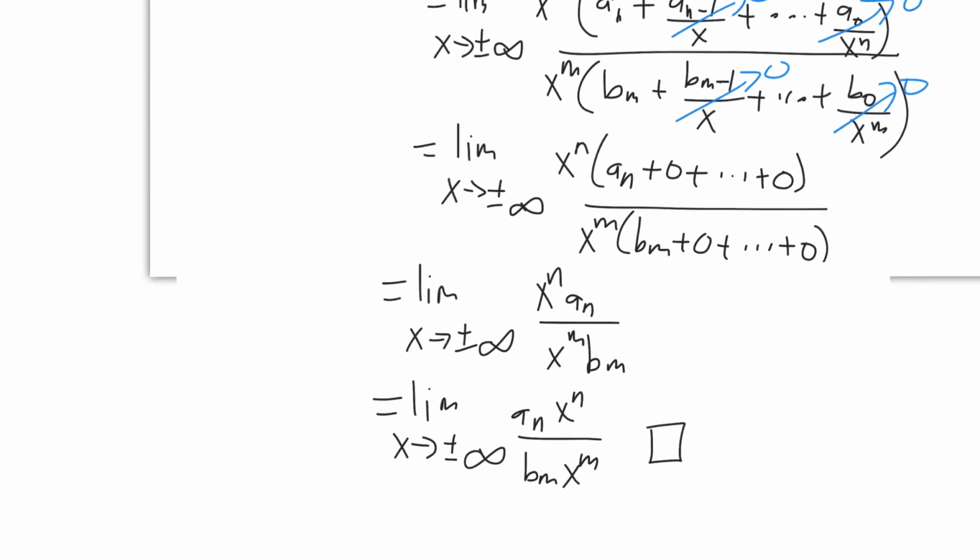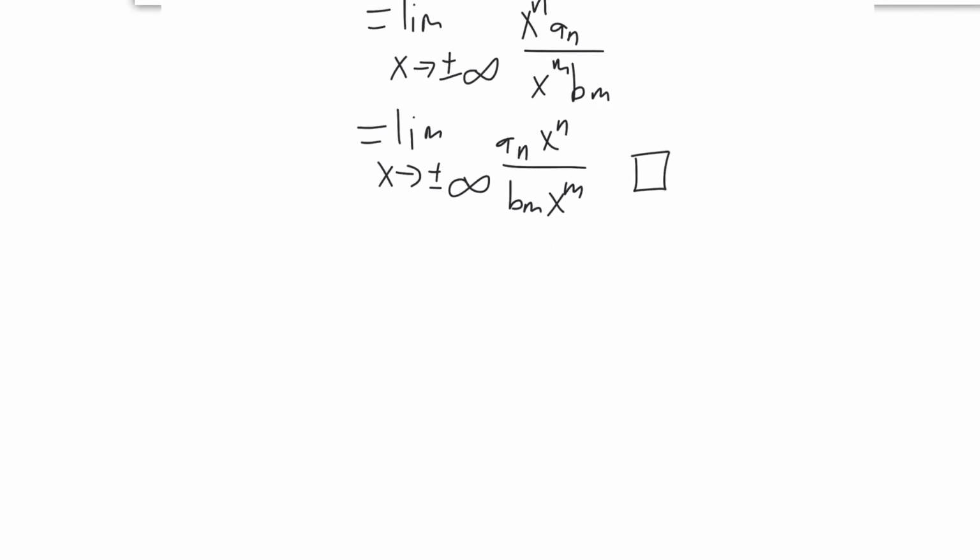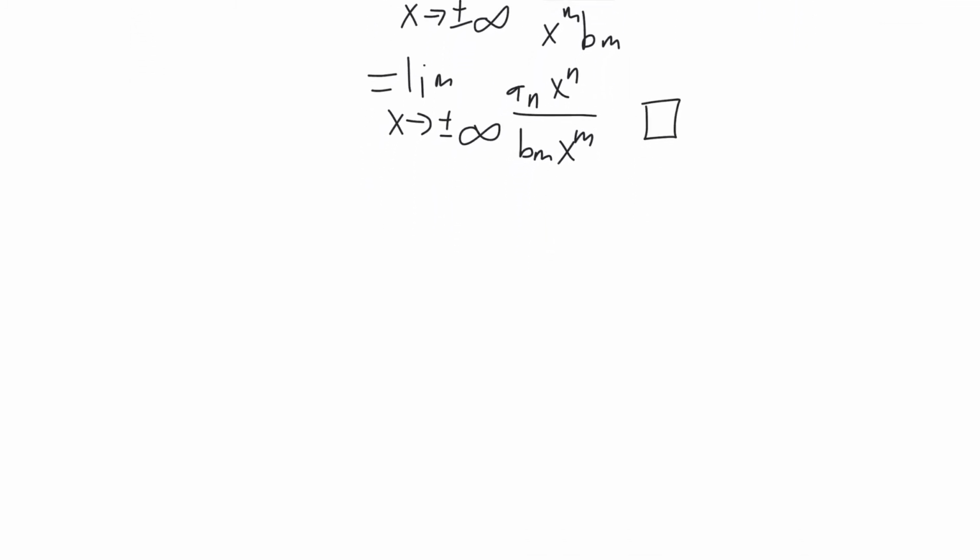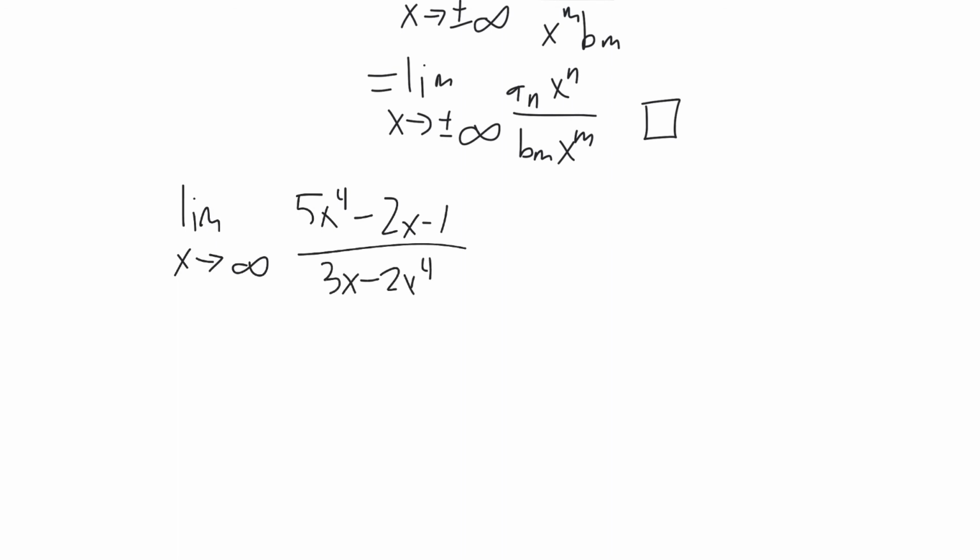So we can now redo our example nice and quick. Let's go ahead and redo that example we were looking at before. We had the limit as x approaches infinity of 5x^4 minus 2x minus 1 over 3x minus 2x^4. So we're going to use the quotient theorem. To help illustrate that we're using it, we often write a little QT above the equal sign, just so the people reading our work know where all the other terms went.